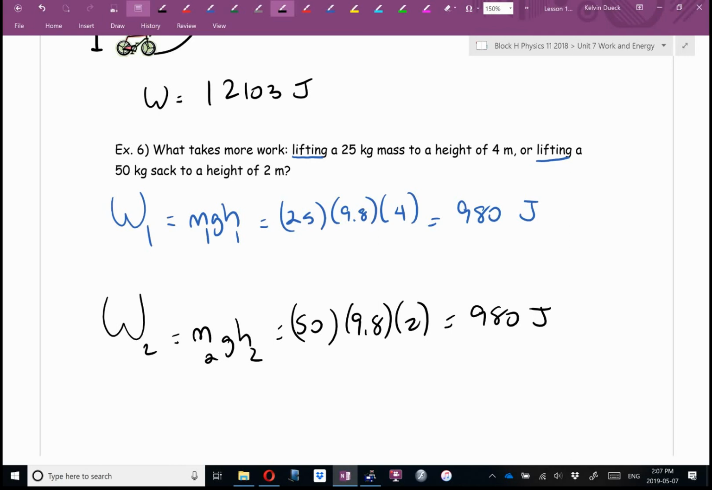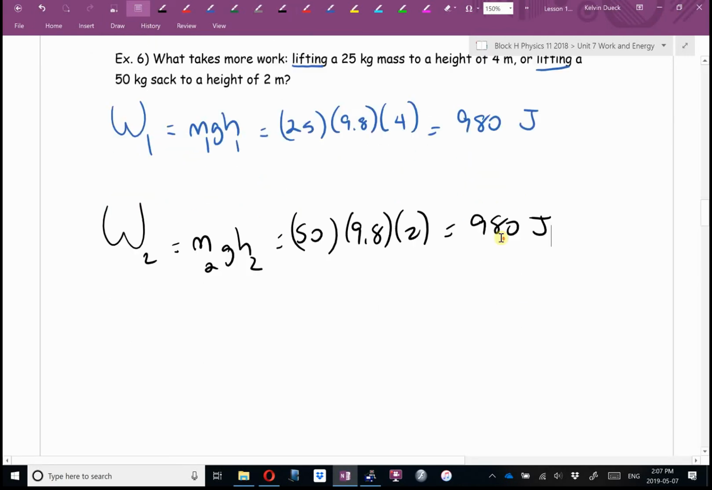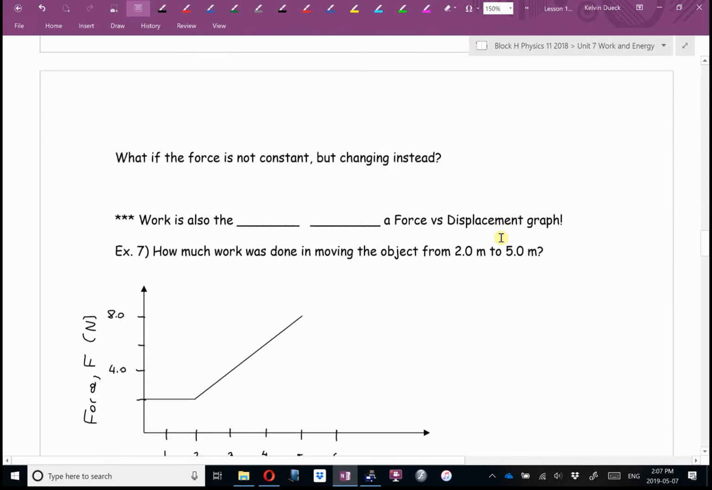What if the force is changing? There's a second definition of work. There's a second definition of work. So if you have a changing force, work is also the area under a force versus distance graph.